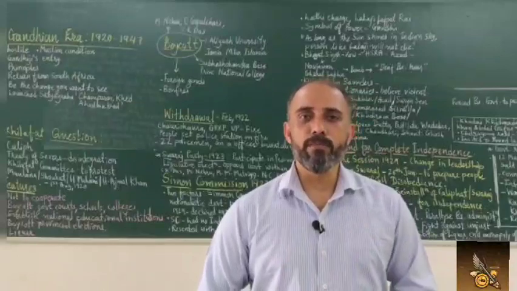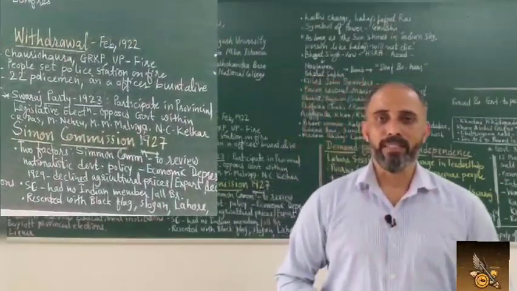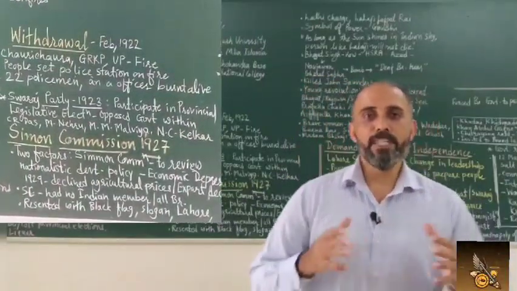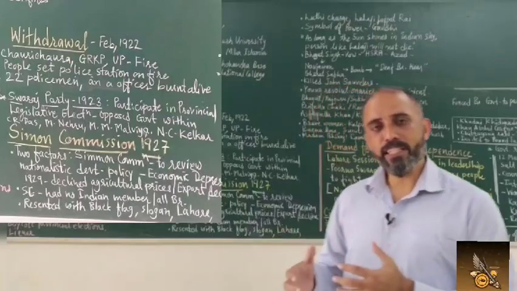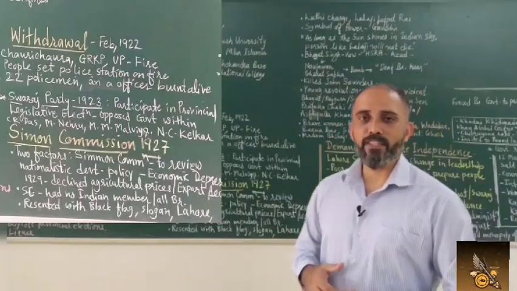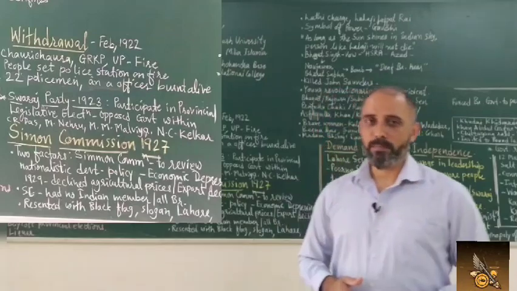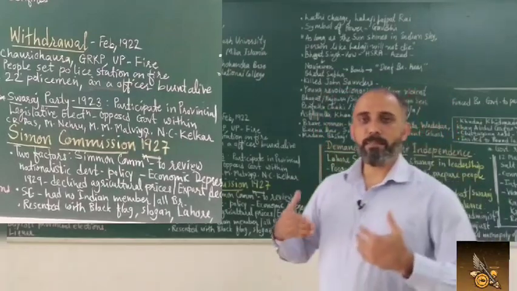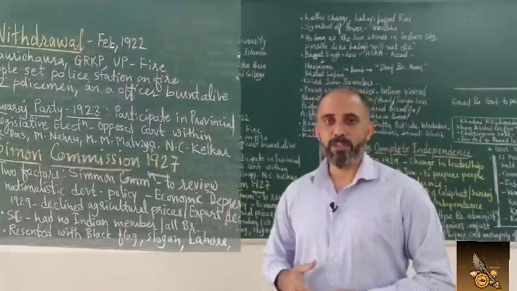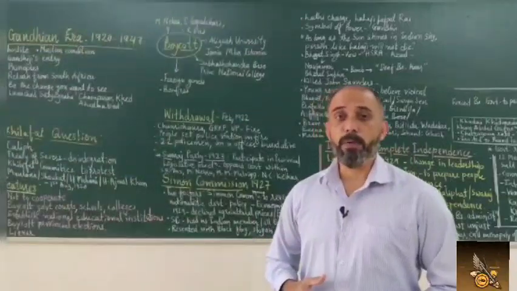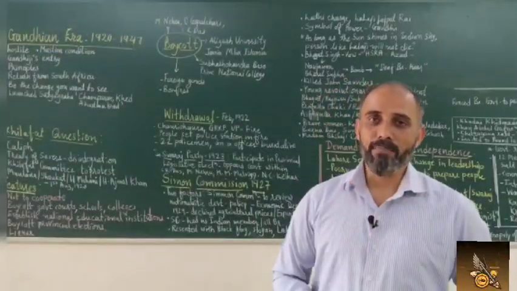This non-cooperation movement was a nationwide movement. A peaceful group of people was agitating in Uttar Pradesh at a place called Chauri Chaura in Gorakhpur. There was a police station, and people were passing in front of the police station, and the British police opened fire on the unarmed masses.